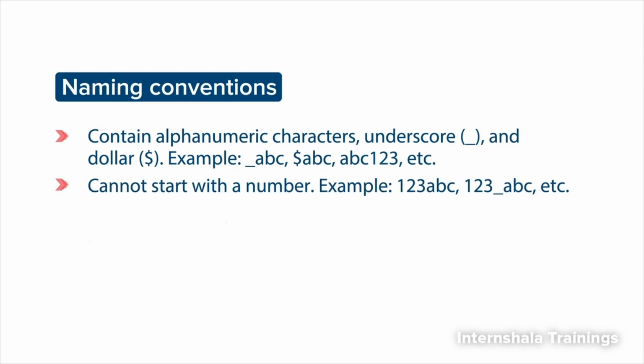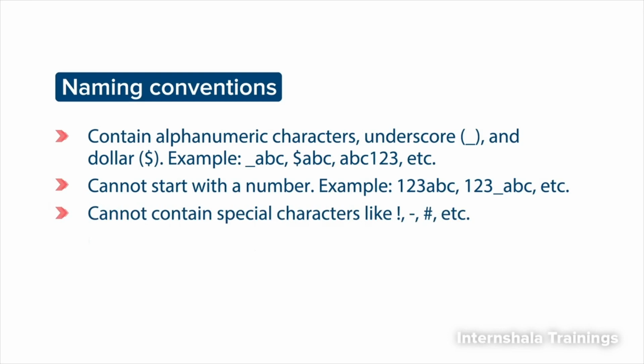Next, we cannot start a variable name with a number. Example, 123ABC is an invalid variable name in JavaScript. Speaking of invalid variable names, a variable name can also not contain special characters like exclamation, hyphen, hash, or any other special character. Lastly, the variable names in JavaScript are case sensitive. For example, small abc and capital ABC are both different variables.